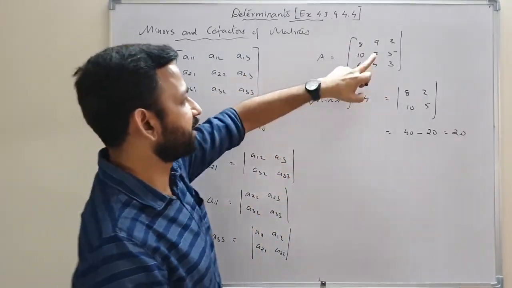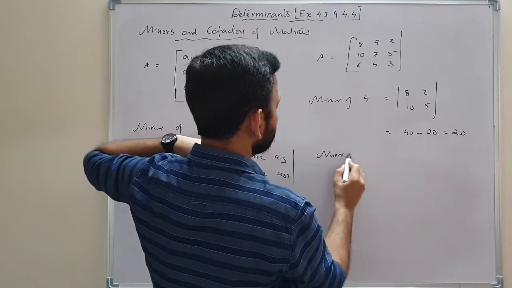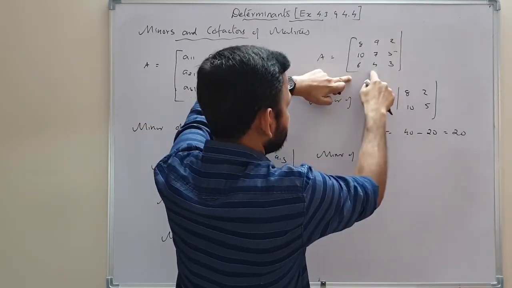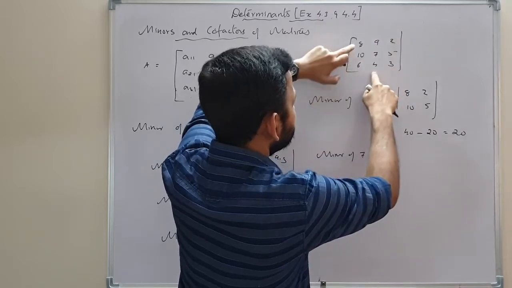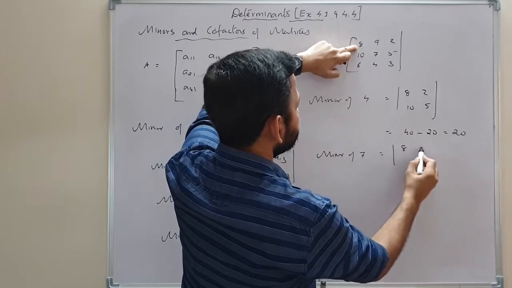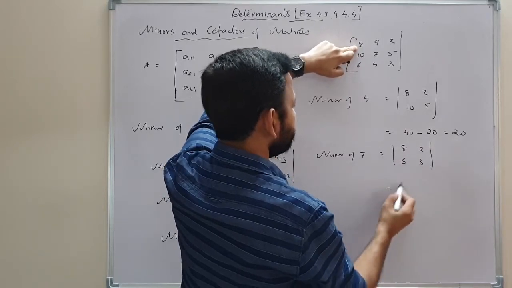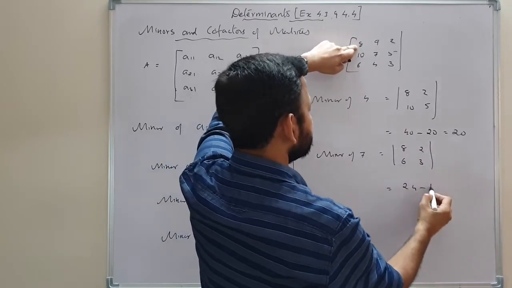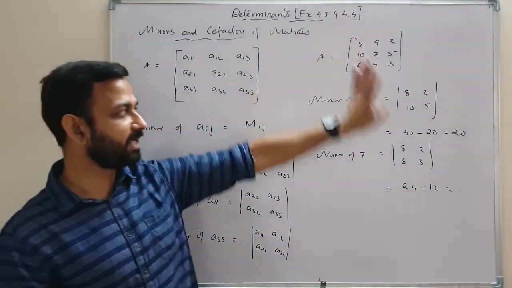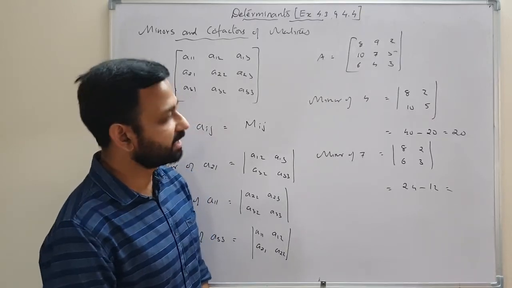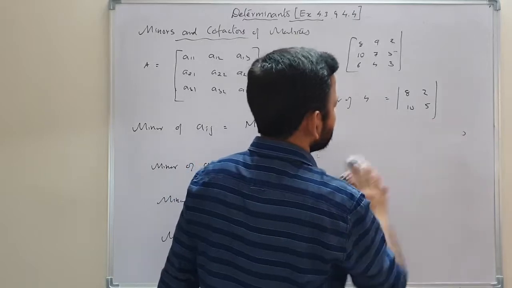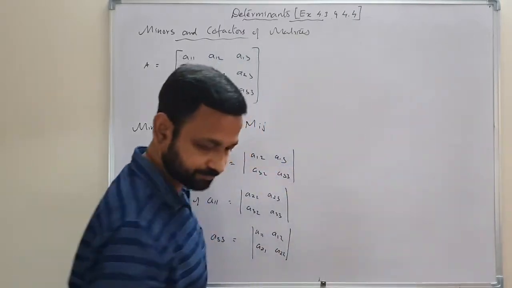Similarly, if you want to find a minor of 7: 7 is from the second row and second column. Deleting, we get 8, 2, 6, 3. Find its determinant: 24 minus 12. So that will be the minor. Similarly, we can find a minor of any element from that matrix. Then the next concept is the cofactor of a matrix.